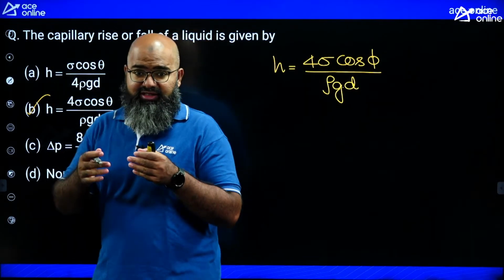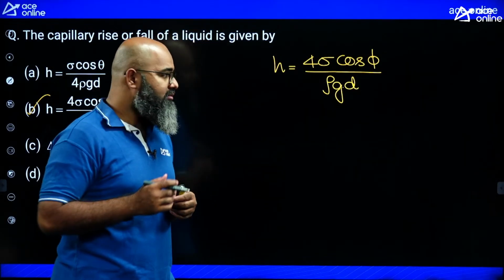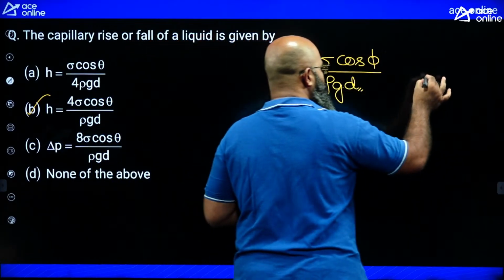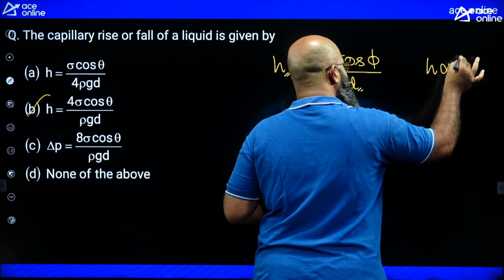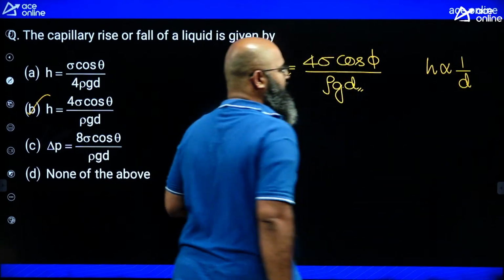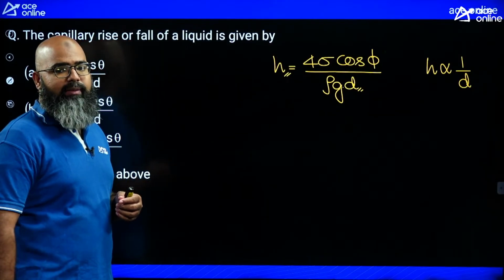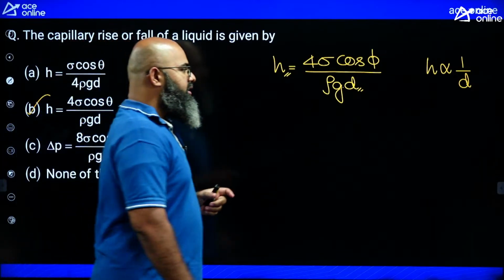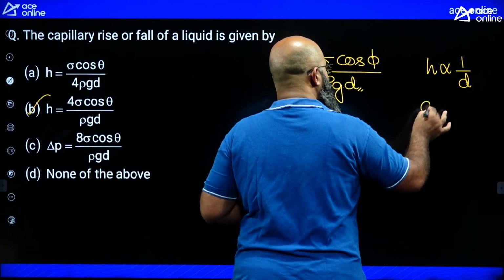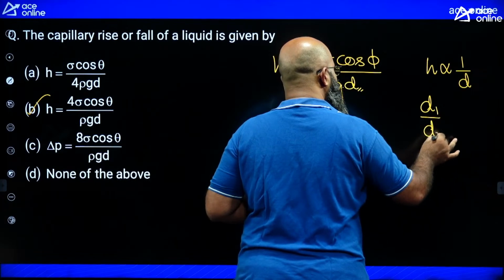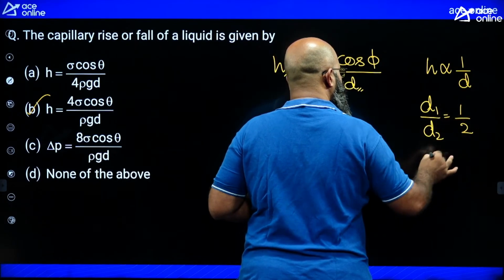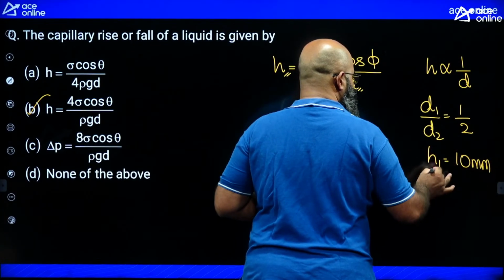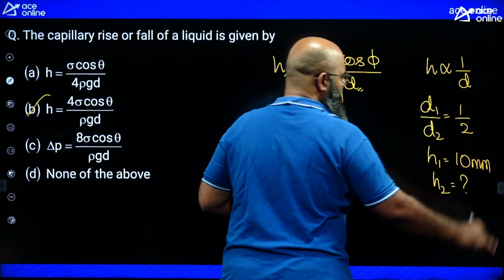Now some things they can ask you questions on: how is h going to vary with respect to diameter? Remember, h is always inversely proportional to diameter. I have seen such questions in many papers, where you have two tubes, with D1 upon D2 equal to 1 by 2. If the value of H1 is equal to 10 mm, the value of H2 is equal to how much?